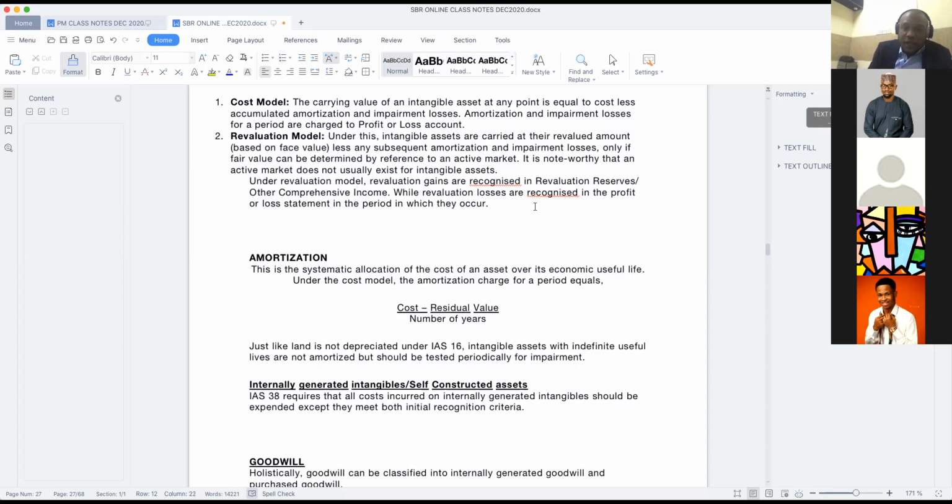While revaluation losses are recognized in profit or loss in the period in which they are incurred, we don't have too many.